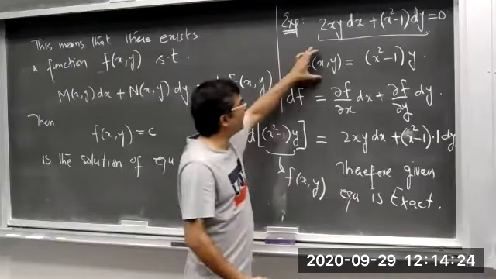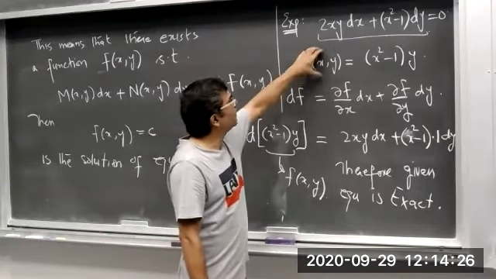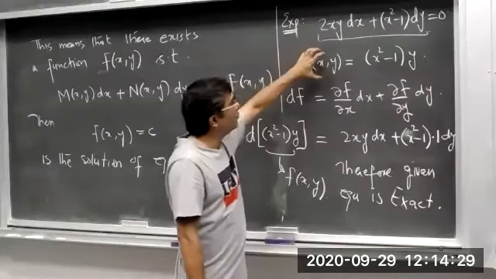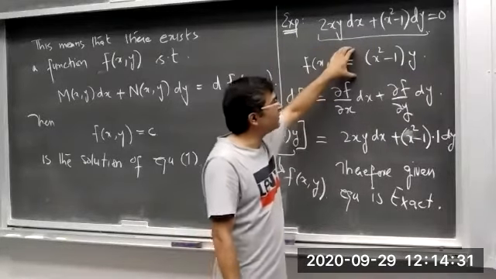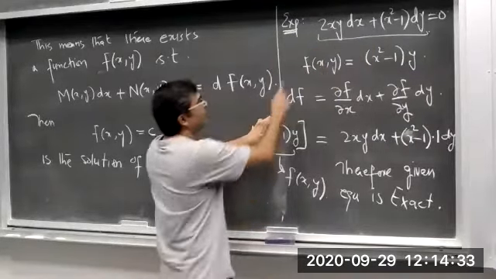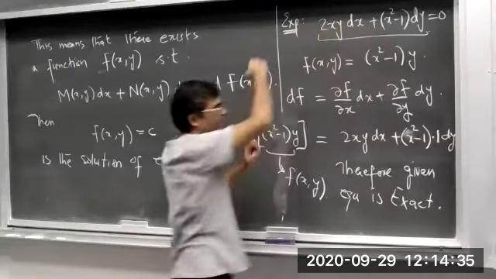for an equation to be exact, we have to find this kind of a function whose differential is basically equal to the left hand side of this equation.